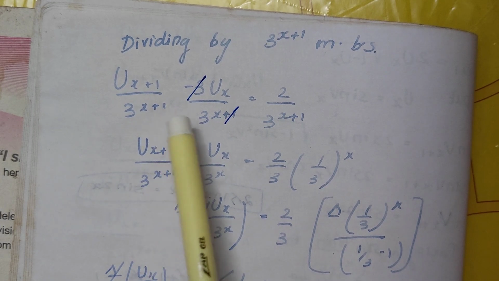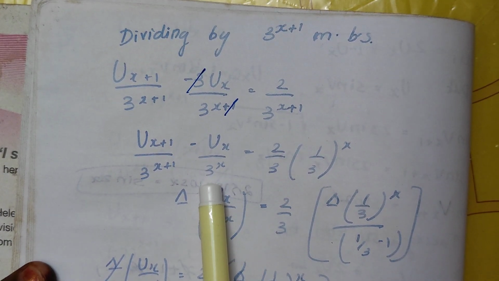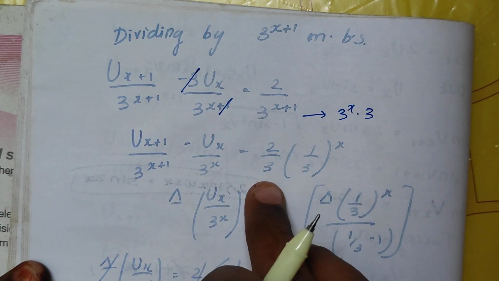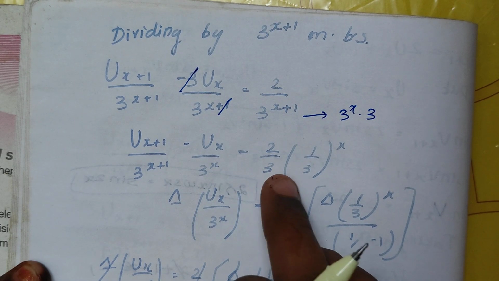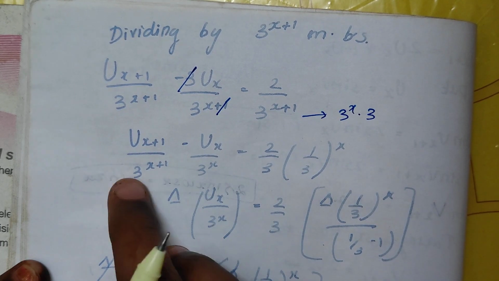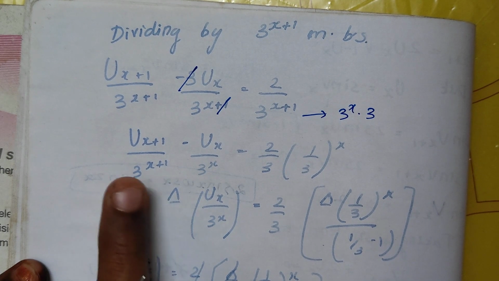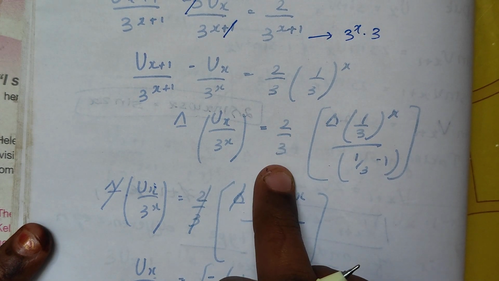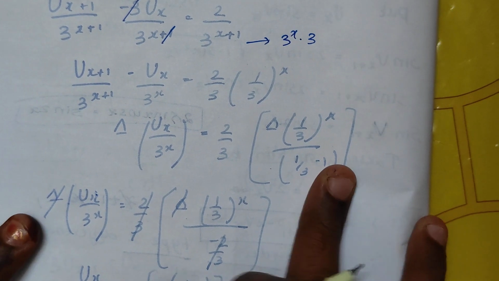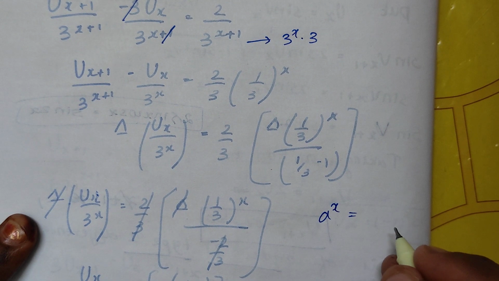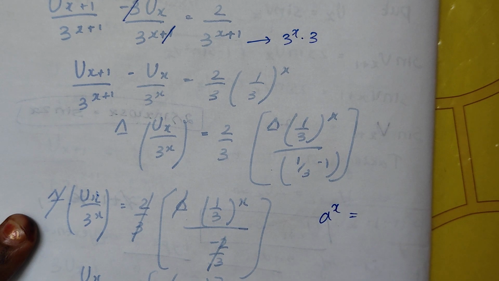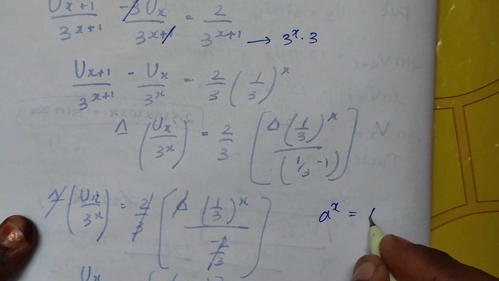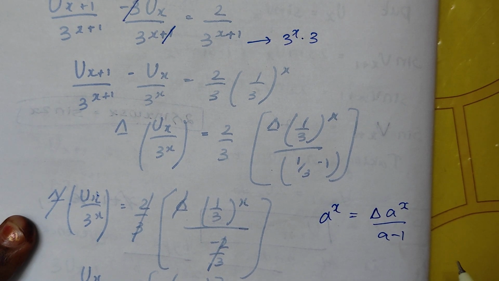You will get u(x+1) divided by 3 power x plus 1 minus u(x) divided by 3 power x is equal to, you can write this as 3 power x into 3, right? So I'm just bringing that constant outside. 2 by 3 into 1 by 3 to the whole power of x will come. As it is a successive difference, it will become delta u(x) divided by 3 power x is equal to 2 by 3 into, so in the last video we have seen that a power x we can write as delta a power x divided by a minus 1.